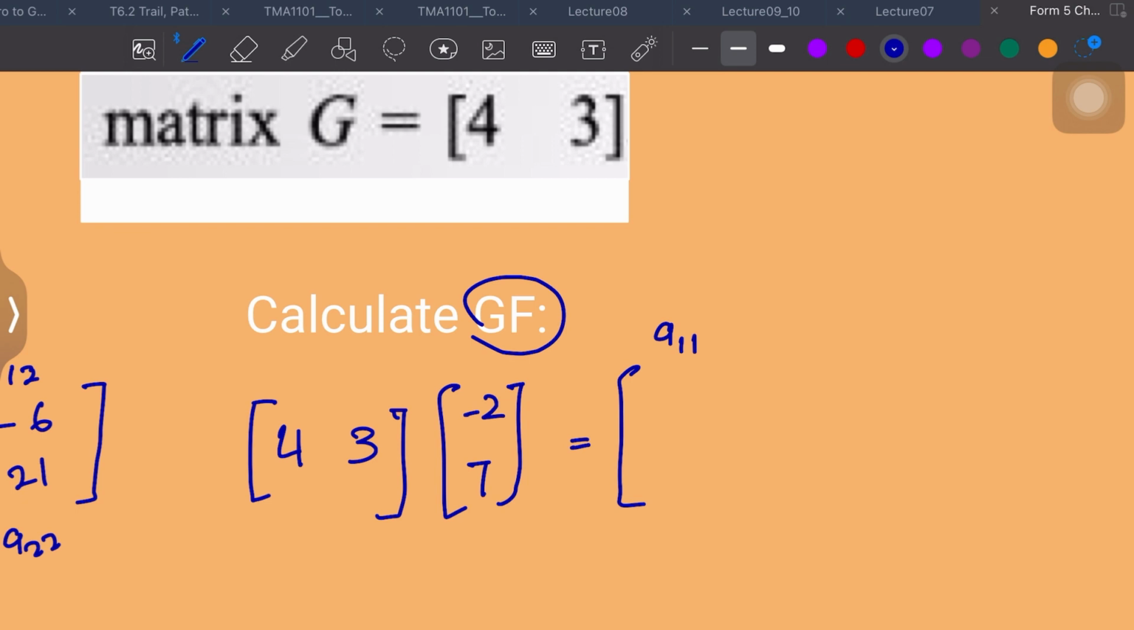Wait. 4, 3. 4 times negative 2 is negative 8, and then there's no second column, so we look for the second row, first column, and we also don't have a second column, right? Wait. I think I made a mistake, guys.